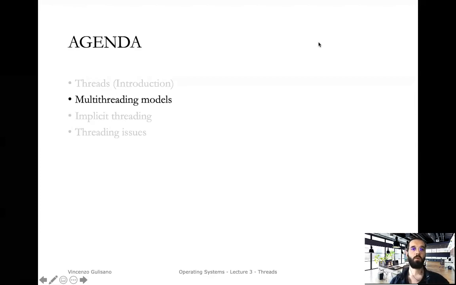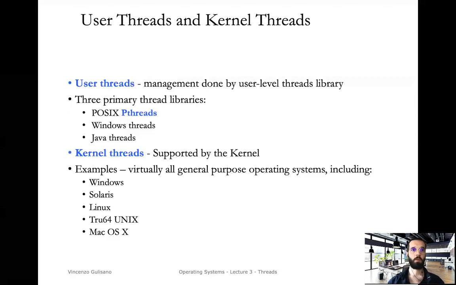Let's now have a look at multi-threading models. There are two ways in which you can get your application or your process to run in a multi-threaded fashion. You can go for user threads. So you can manage threads completely at the user level. Okay, there are libraries for that. Of course, you don't have to do everything yourself.